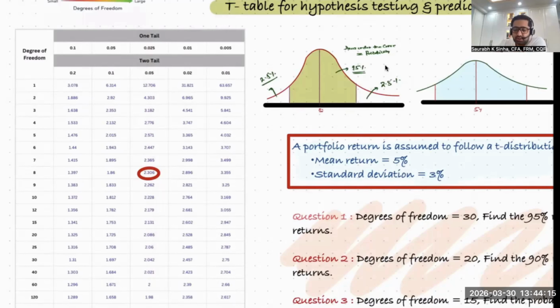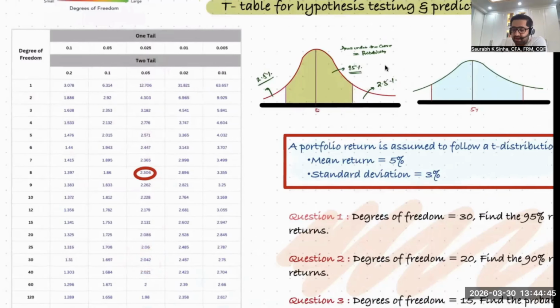But which row to study? It depends upon the degree of freedom. What is the degree of freedom? 30. So for 30, this is the row you have to study. So this column and this row. So you have to actually look for 2.042 as T statistics. What is T statistics? How many standard deviations you're away from the mean?